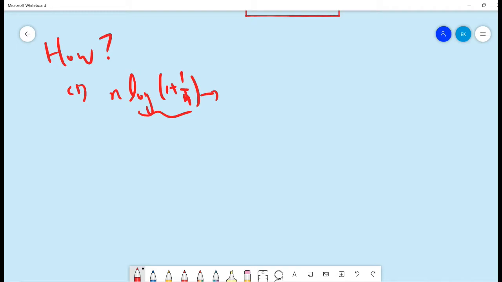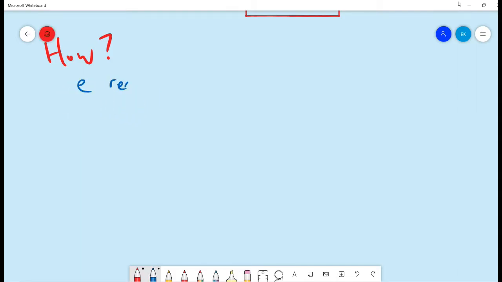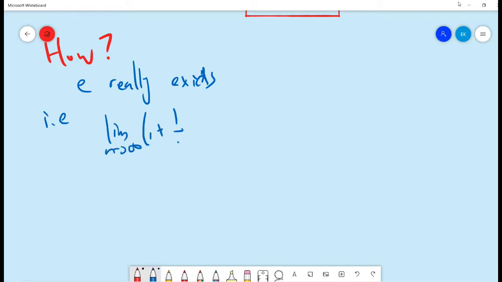Because without e, we cannot easily define the derivative of a log. So we cannot just do this. This is the illegal way. So in this video, what I want to show is that e really exists. It means that I will show this limit exists.